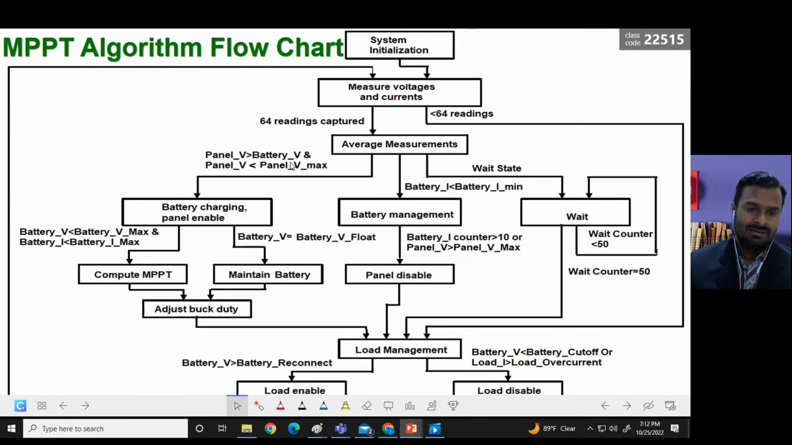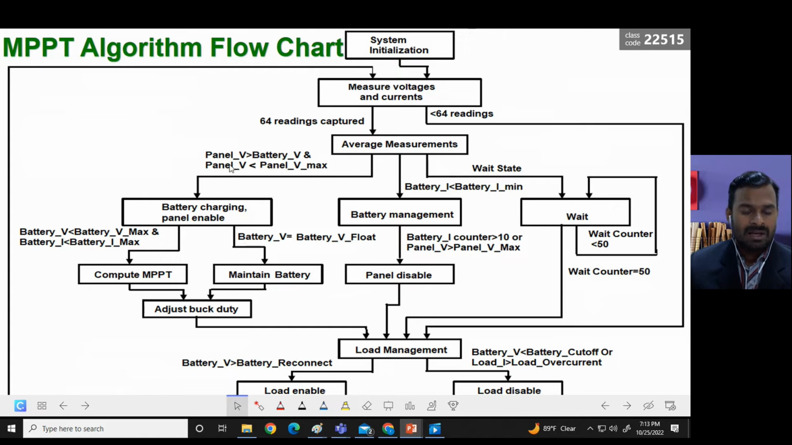First, let us see what happens here. Panel voltage greater than battery voltage. Of course, if the panel voltage is less than the battery voltage, it cannot charge the battery. So the panel voltage should be greater than the battery voltage, and only then can the battery be charged. This is the first condition. The second one, panel voltage less than panel Vmax. In case of any lightning or any other impacts, there could be a chance that the panel voltage will be lesser than panel Vmax.